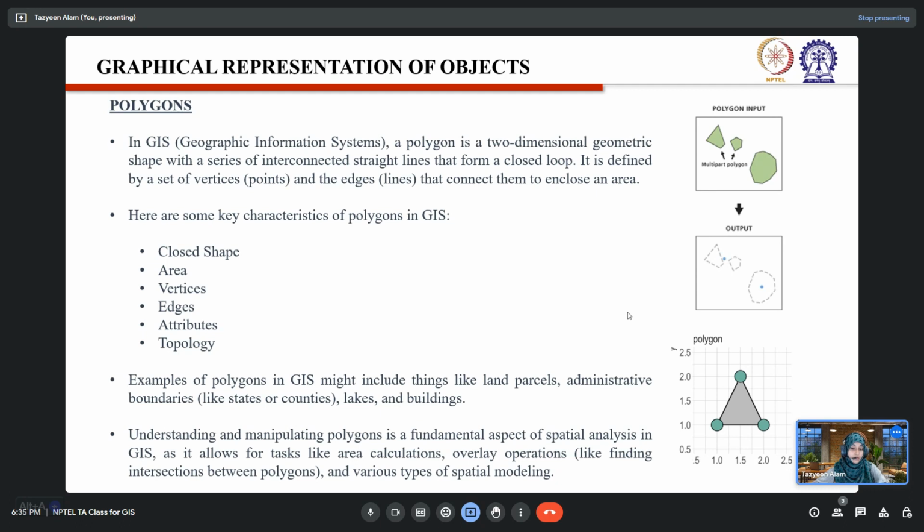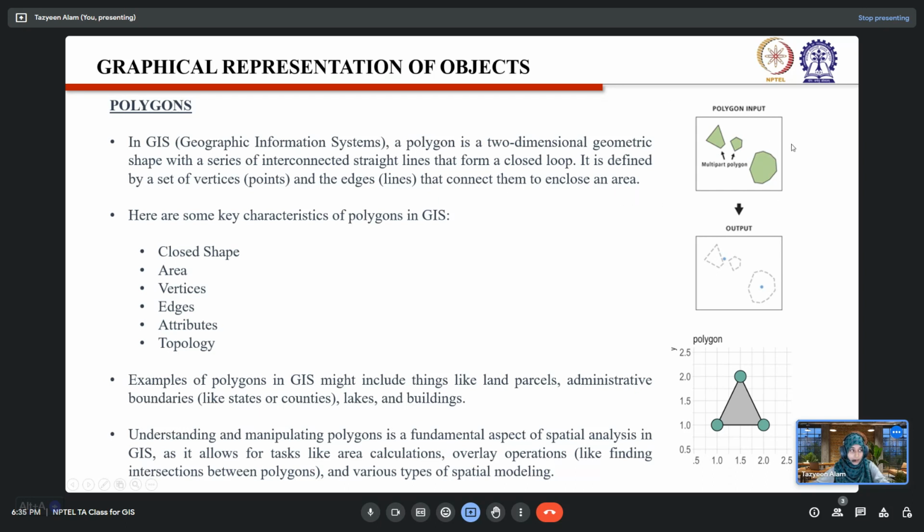So a line is formed by a series of points, and polygons are formed by a series of lines, and polygons are also formed by a multi-series of points, correct? So a lot of points collectively form your polygon, right? So it has the other two entities in it. It is interconnected straight lines that form a closed loop. It is defined by a set of vertices, those are your points, and edges, those are your lines that connect them to an enclosed area.